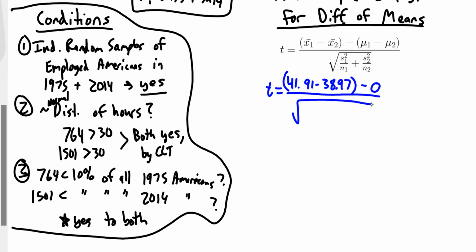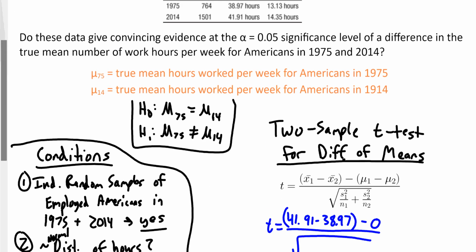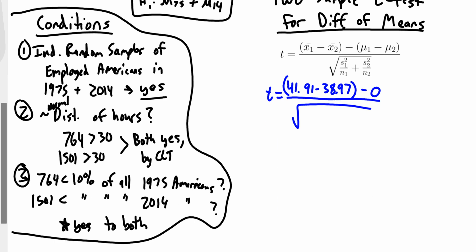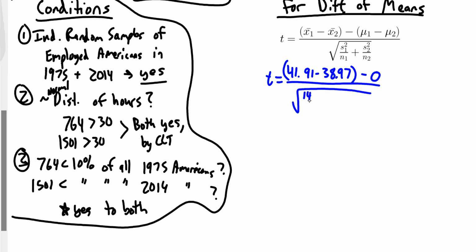Square root of our standard deviations, which were 14.35 and 13.13. And that was out of 1501. So 13.13 squared out of that 764. A common thing that I see people missing is squaring that s part on top. Do all your math. Use your calculator if you need to. I got a 4.881 t-value.